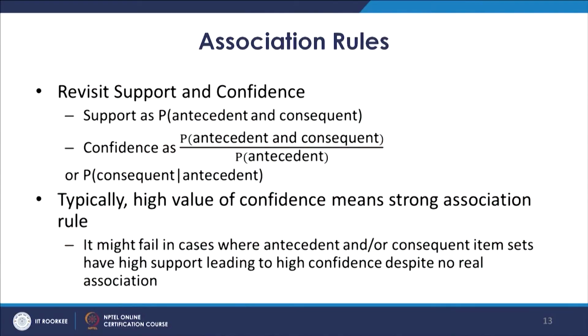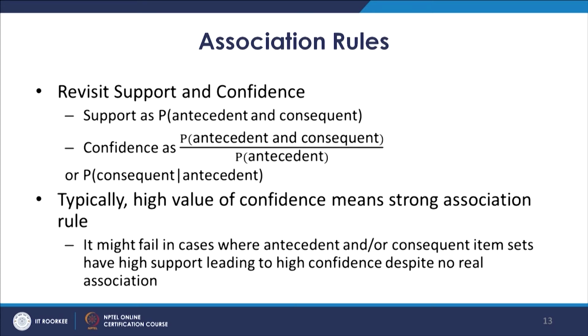Let us revisit the concept of support and confidence, the two metrics that we talked about in probability terms. Support can also be thought of as the probability of occurrence of antecedent and consequent item sets. Similarly, confidence can also be thought of as the probability of occurrence of antecedent and consequent item sets in the numerator, divided by the probability of the antecedent item set. So, this can also be rewritten as the conditional probability of the consequent given the antecedent item set. In this fashion we can rethink these two metrics, support and confidence, in probability terms.